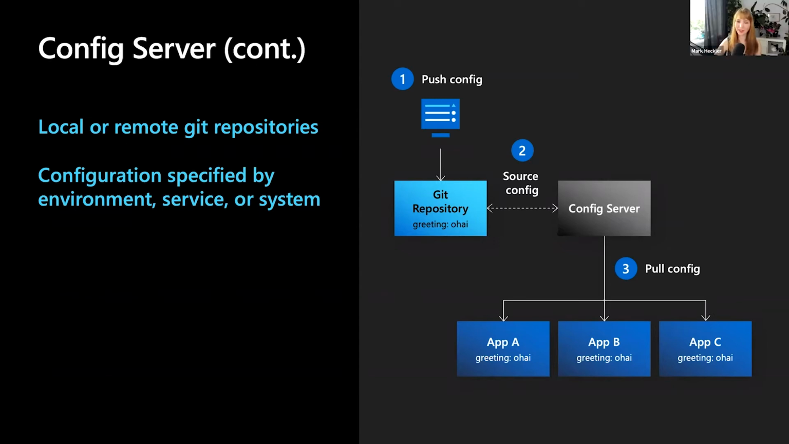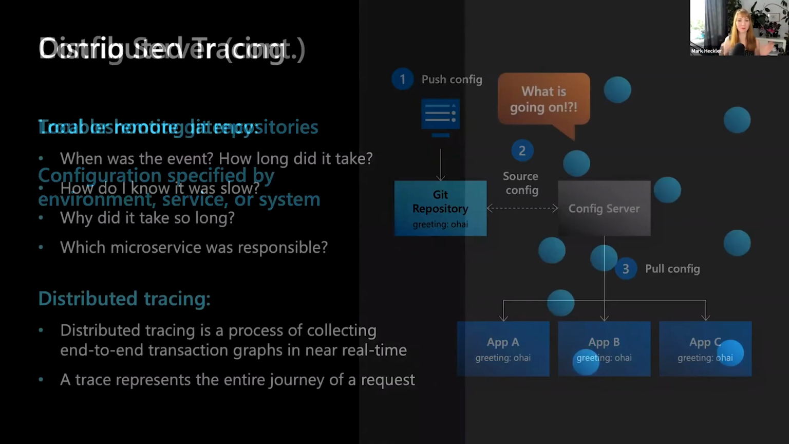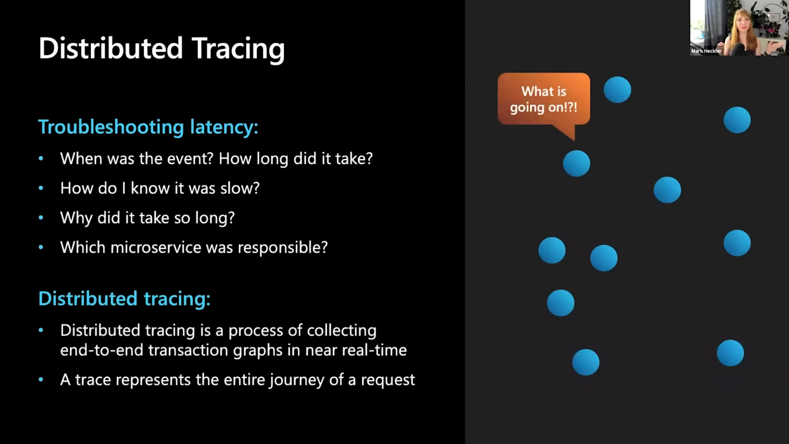Okay, then it's me again. So in microservices, you will spread your business logic potentially across multiple services. And for this, you need to be able to figure out what's going on. That's called distributed tracing. So you have the end-to-end transaction graphs in near real time, which you need to collect. That's very important for your monitoring and especially for troubleshooting.